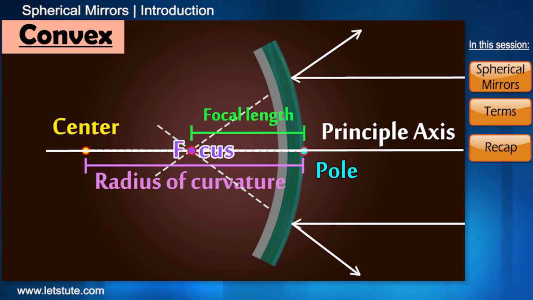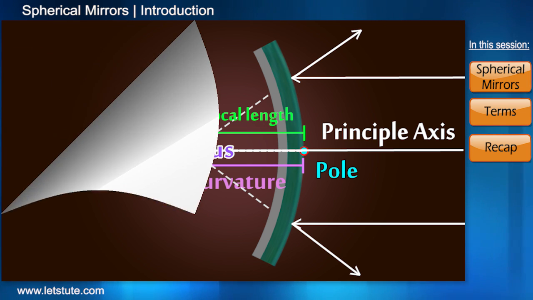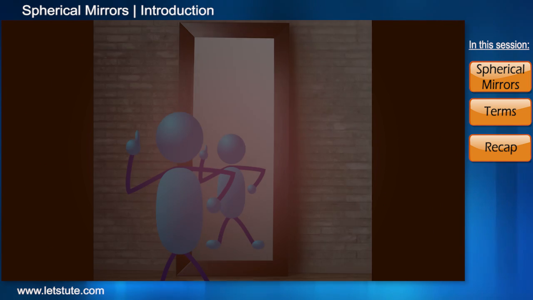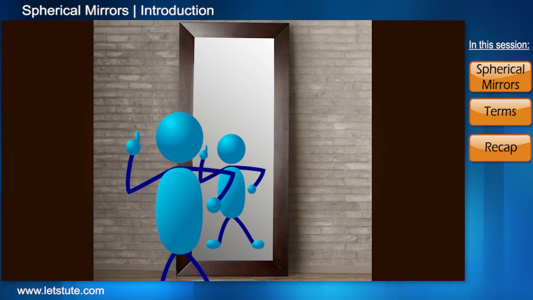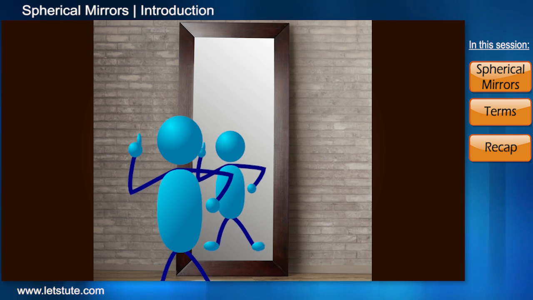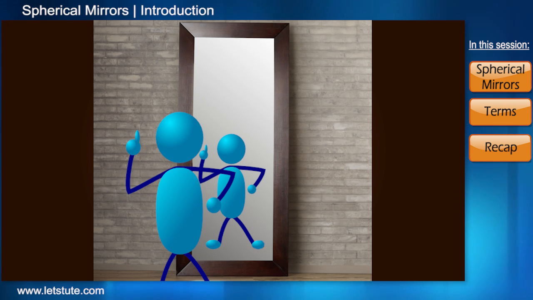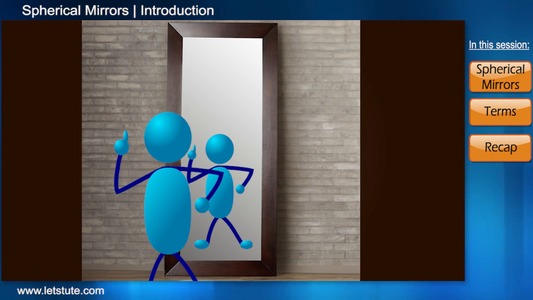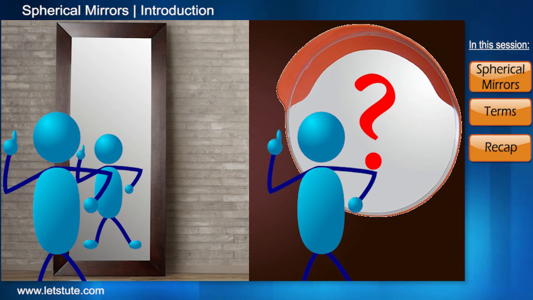Well, that's all for now. But before we wrap this session up, here's some food for thought. If we set up a plane mirror and move back and forth before it, we don't see any change in our reflection per se. But if we try out the same experiment in front of curved mirrors, what do you think happens? Tune in to our next session to find out.